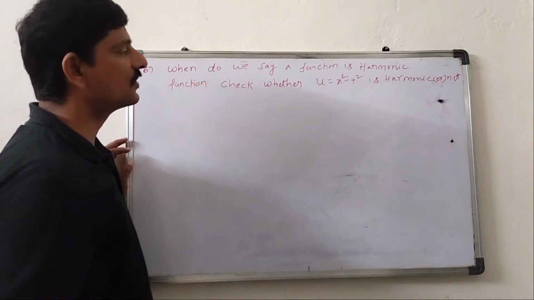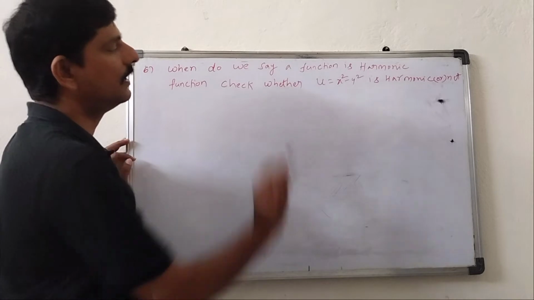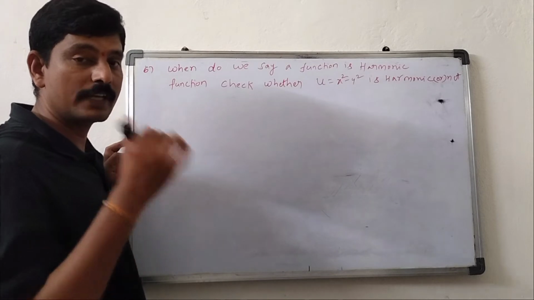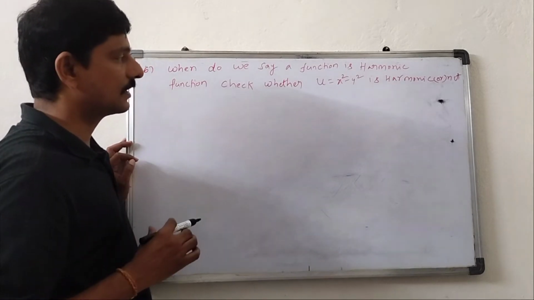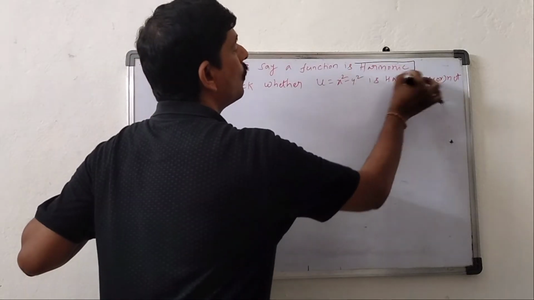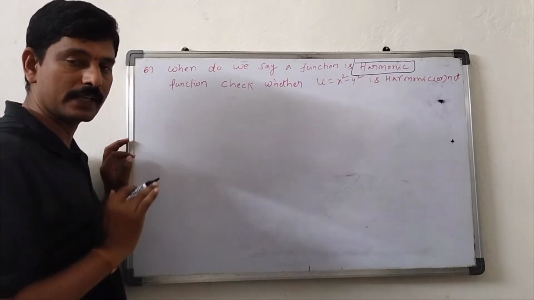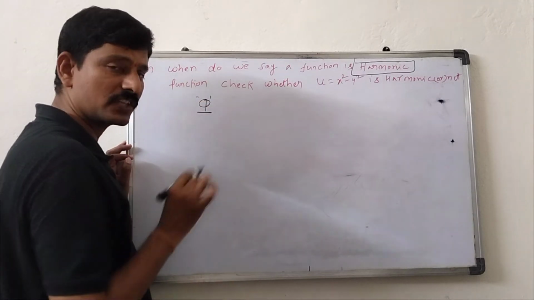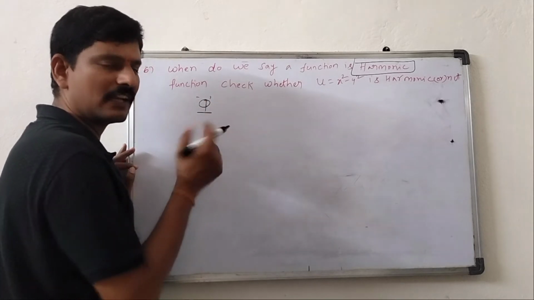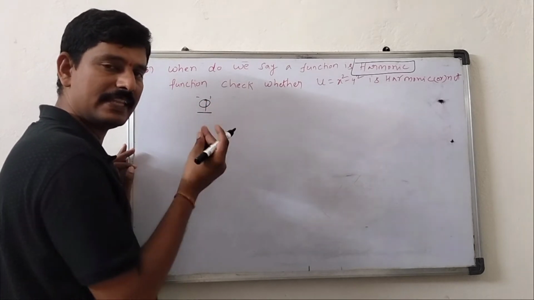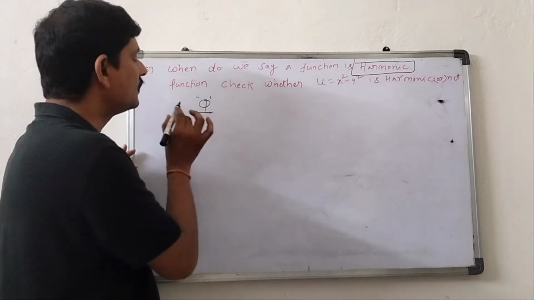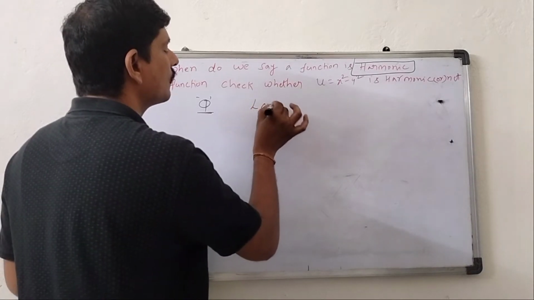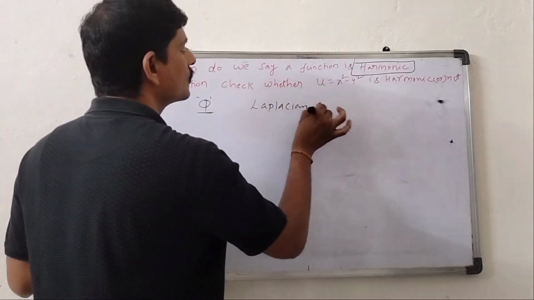When do we say a function is harmonic function? Check whether u equal to x² minus y² is harmonic or not. This question is asked for 3 marks many times in your examination. Right, let us discuss it now. When do we say a function is harmonic? Remember the word harmonic. Right. So a function phi, any function. Generally we take it as phi or f or u, you can take any symbol, but generally we take it as phi. A function phi is said to be harmonic function if it satisfies Laplacian equation.